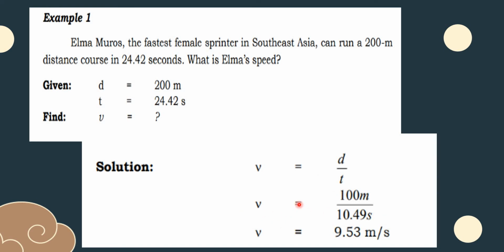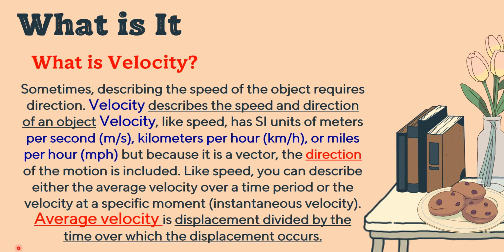v equals 200 over 24.42. So we can reduce it by 2. Divide 200 by 2, and 24.42 by 2, we have 10.49. You can also use 200 meters over 24.42, so we arrive at the same answer. The speed of Elma is equal to 9.53 meters per second. So very easy to follow. Let's move on with the next one.